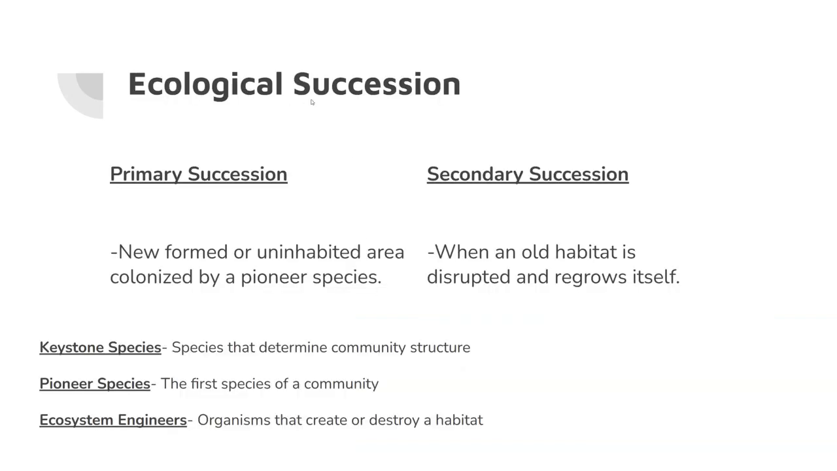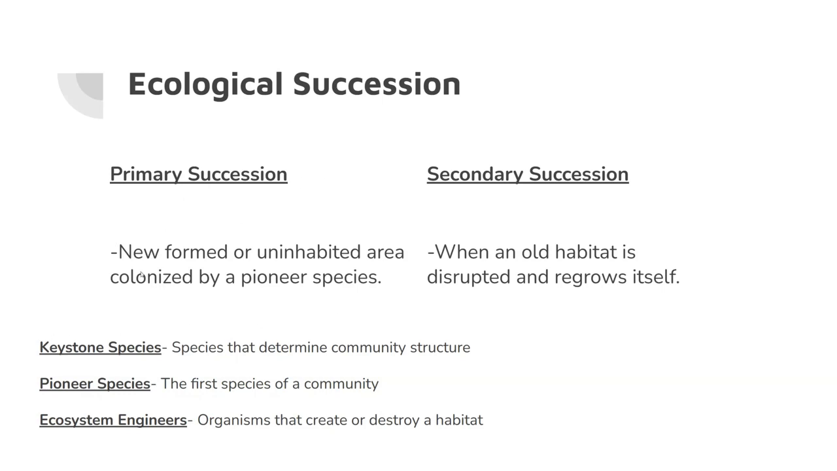Now, we're going to be talking about the next topic, ecological succession. There are two different types of ecological succession, and that is primary succession and secondary succession. Primary succession is a newly formed or uninhabited area colonized by a pioneer species. And a pioneer species is the first species of a community.